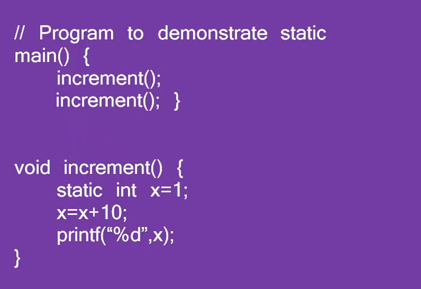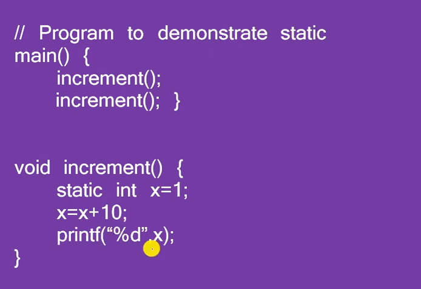Here I am taking a main program. The main program consists of a call to a user defined method, increment, 2 times. And I am writing the increment code here: void increment. I am declaring an integer variable x as static int x and assigning the value 1, and an increment statement here, x = x + 10. Then I am trying to print the x value.